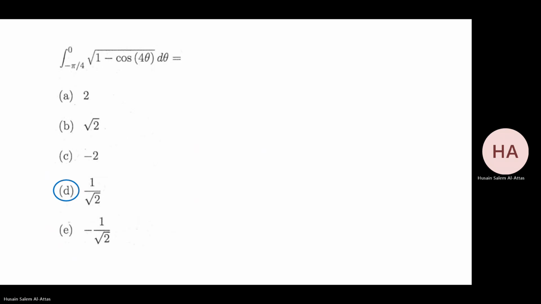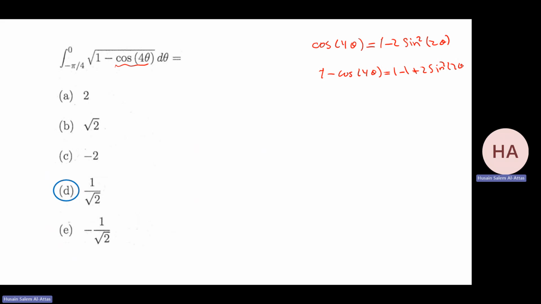Now I need to be careful. To get rid of the square root, I need to rewrite this in terms of sine, because I have 1 minus 2 sine squared 4 over 2, which is 2 theta. So if I plug it in, then 1 minus cosine 4 theta will be 1 minus 1 plus 2 sine squared 2 theta. So I get rid of this. So I have 2 sine squared 2 theta, which I can't put inside the square root easily.